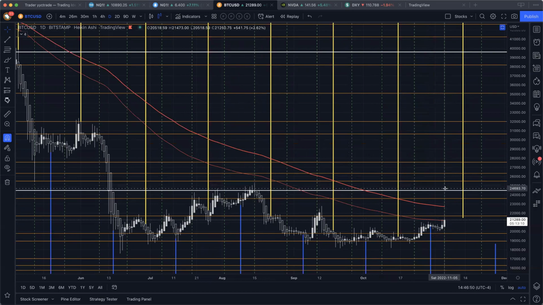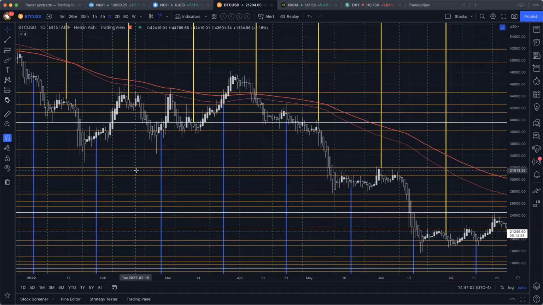I think if Bitcoin's able to cross and hold above this magic level at 24,400, then we may be starting a new bull run here in the crypto complex.